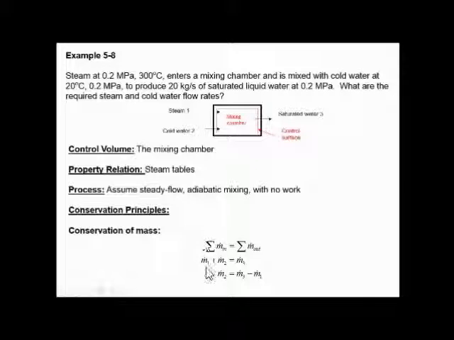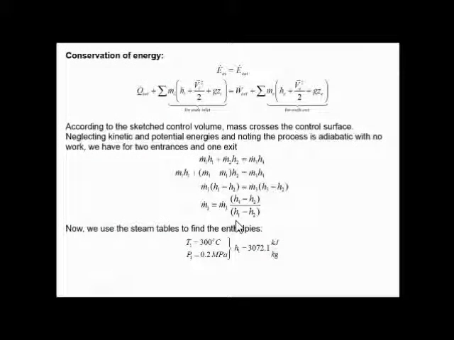So in this case we have masses m1 and m2 as input and m3 is output. So m2 equals m3 minus m1. Putting the values of conservation of energy, this is the conservation of energy formula, and if you substitute in the next part, you will get, according to the control volume, mass crosses the control surface. We neglect the kinetic and potential energies, and note that the process is adiabatic with no work done. We have two entrances and one exit.